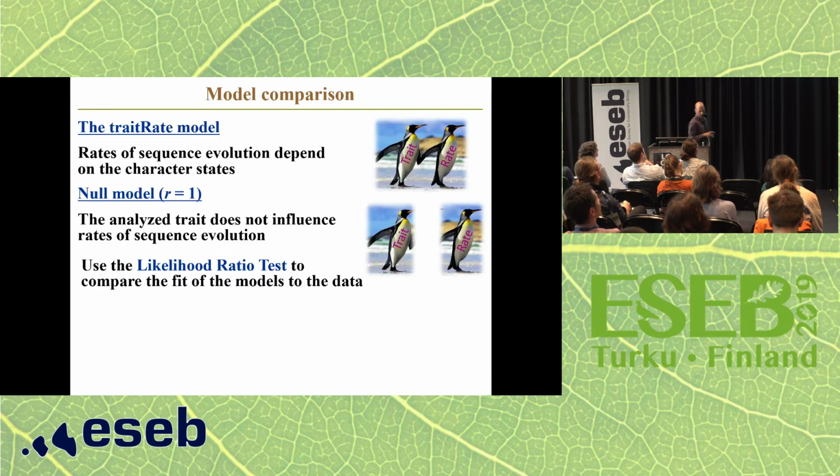Okay. So we call this model the trait rate model, in which we assume that rates of sequence evolution depend on the character state. Now we can compare this model to a null model in which the analyzed trait does not influence the rate of sequence evolution. Basically, we calculate the likelihood given the relative rate parameter R. So this is our null model. This is our alternative model. And then we use a likelihood ratio test to compare the fit of the models to the data, and to decide whether the alternative model is justified.